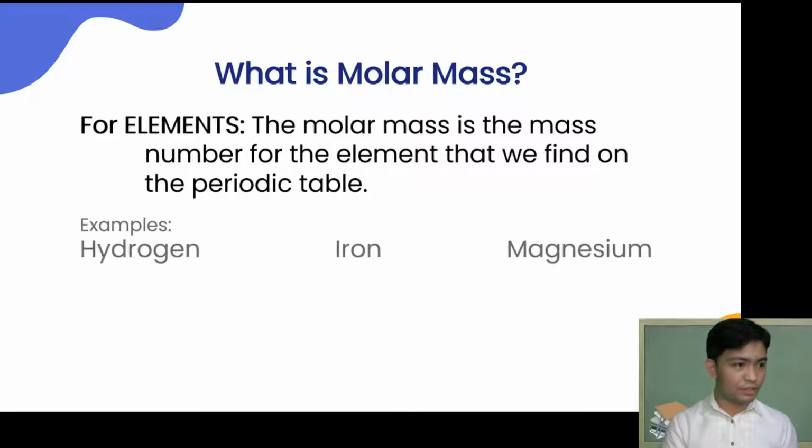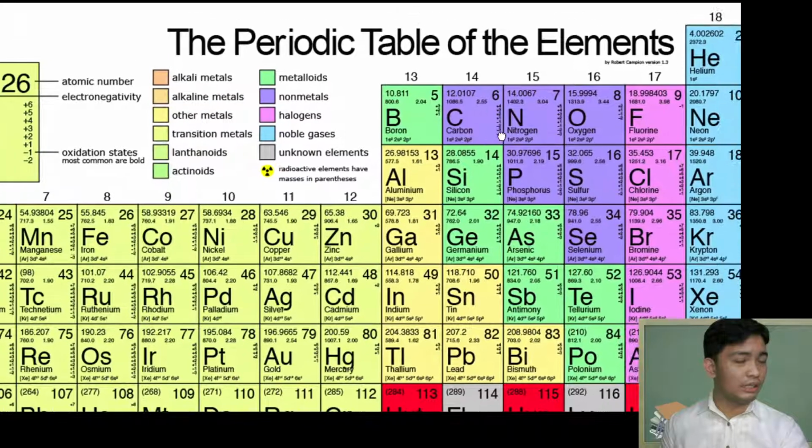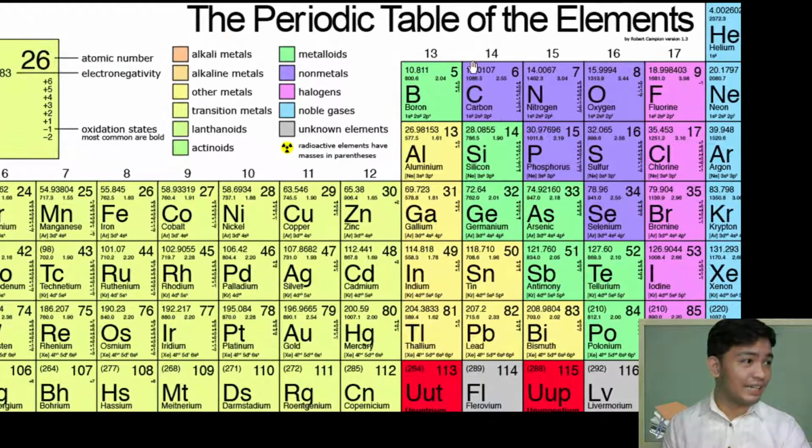Okay? So, mag-try tayo. Let's say for instance, yung carbon kanina, diba sabi natin 1 mole, ilang particles? 6.022 times 10 raised to 23 atoms. Gaano kabigat yun? Yung nasa taas na yan, that is the mass number. So, 12.0107.